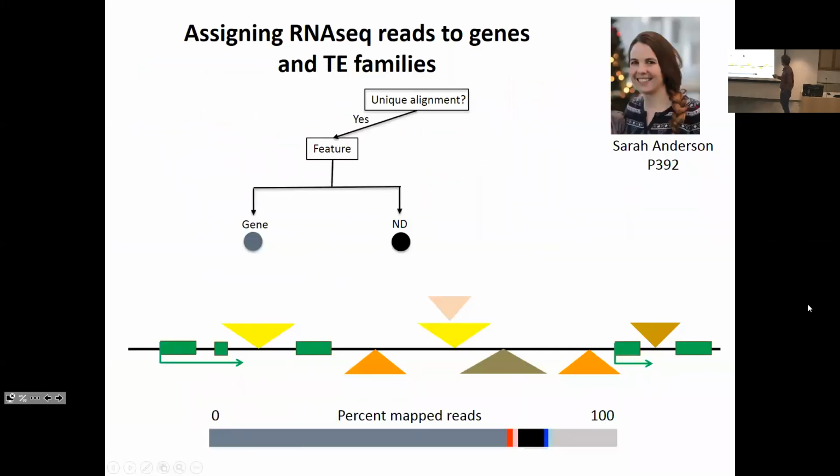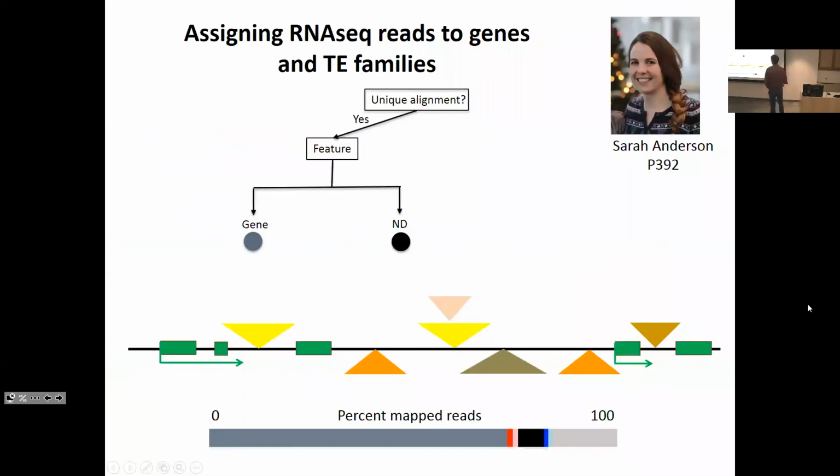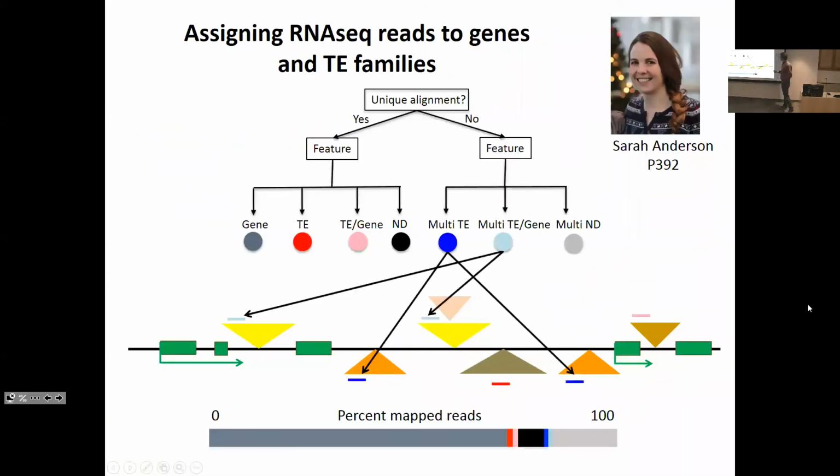Not this one, I'm gonna skip this one. So I'm gonna talk about TEs and expression just for a little bit, because I think this is cool and it ties into this other stuff. So Sarah Anderson is a postdoc in my lab, and she's been developing pipelines to allow us to quantify transposon expression. Often we don't do this because many of the reads we care about can actually map multiply. They map to multiple families.